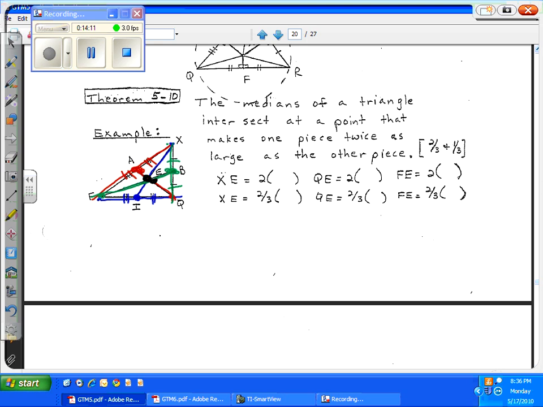You can see that those medians were concurrent at a certain point, point E. And if we drew it exact and we measured, which you may have done in the discovery work, then you would see that they're in a ratio of 2 to 1. This blue piece is twice as big as that blue piece. They're in the ratio of 2 to 1. This green piece, which we'll call 2y, is twice as big as that one, which we could call y, etc.